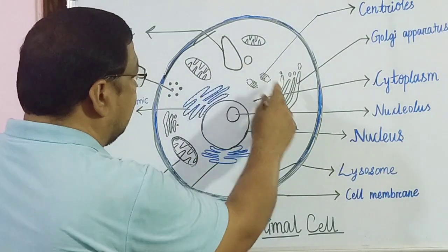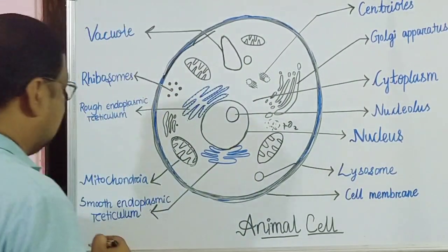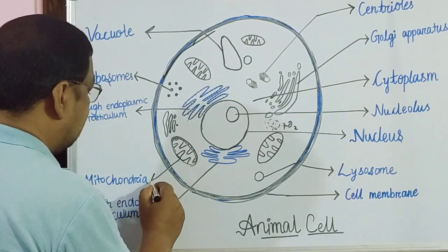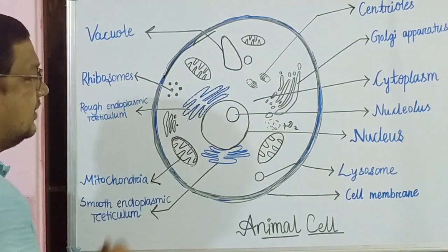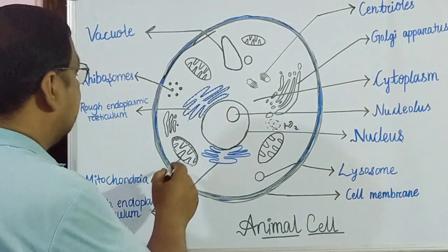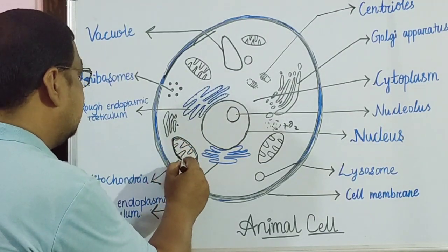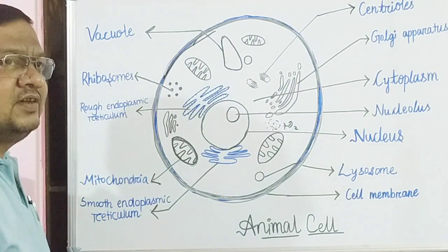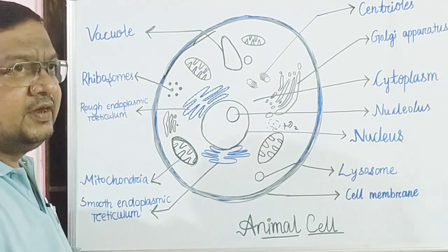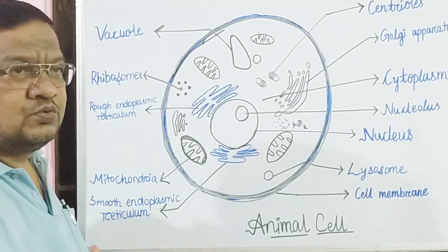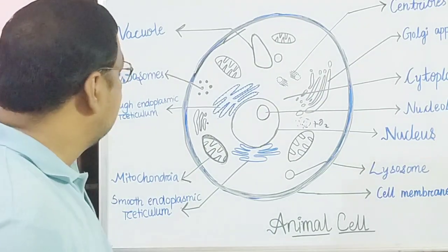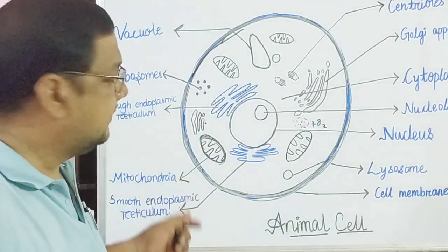Then the cell organelles. Mitochondria is present, the most important organelle of the cell. It is most important because mitochondria is called the powerhouse of the cell. Why is it called powerhouse of the cell? Because during cellular respiration, ATP energy is formed and stored inside the mitochondria. That's why it is called the powerhouse of the cell.